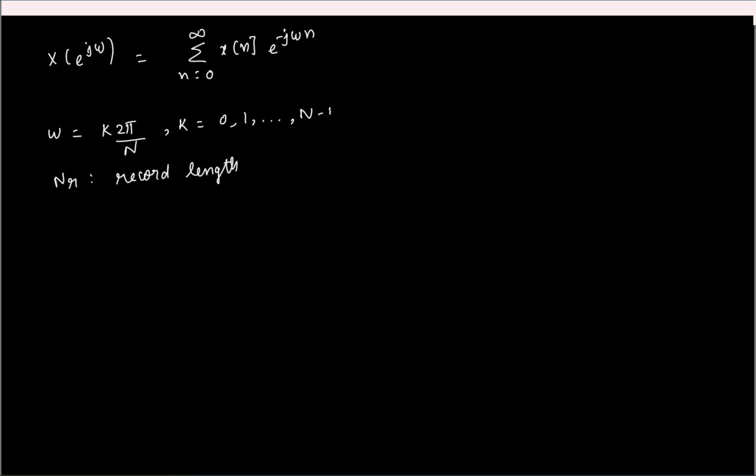Okay. So what will happen? Instead of finding it at all omega, I am computing at these points. So this is no longer a function of omega. It is a function of what variable? K. So I have X of k equal to the summation. What is the upper limit of the summation? It's NR minus 1. So I have a total of NR samples. x of n e power minus j, I don't have omega, instead I have k 2 pi by N.